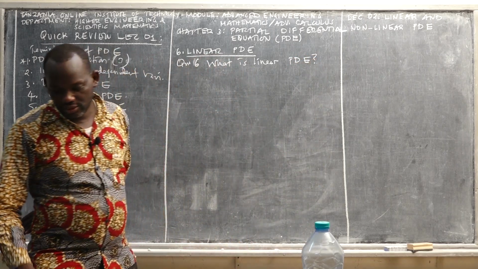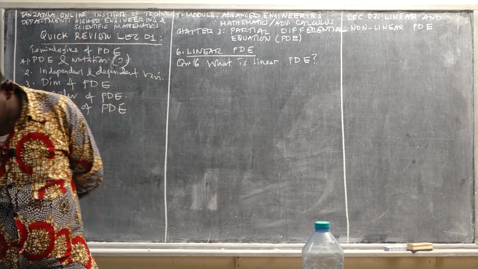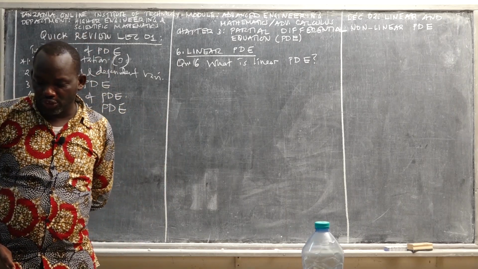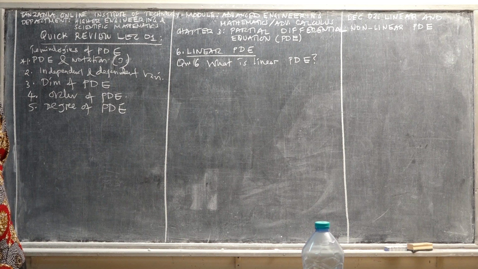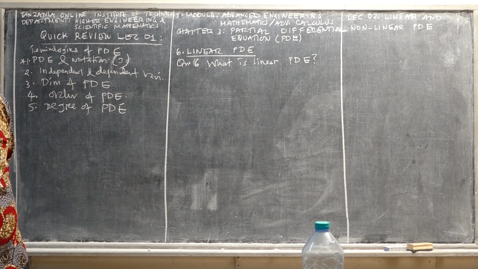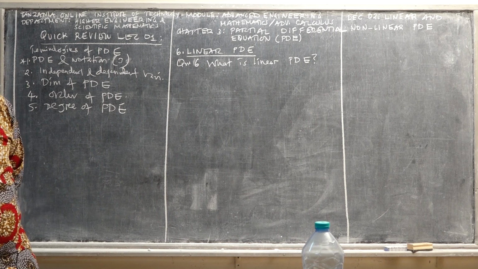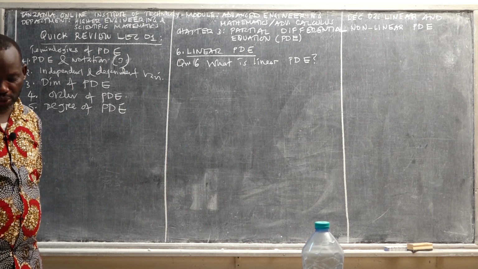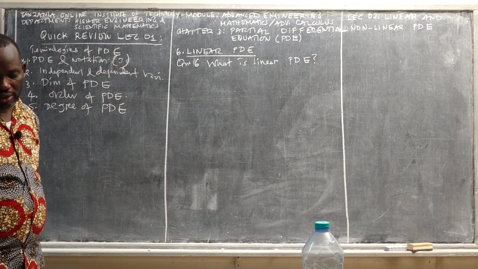How do we define it? That's a very important question. So a linear partial differential equation is an equation involving partial derivatives in which the dependent variable and all the partial derivatives appearing in the partial differential equation are raised to the first power.